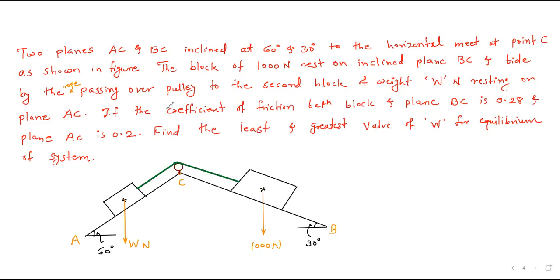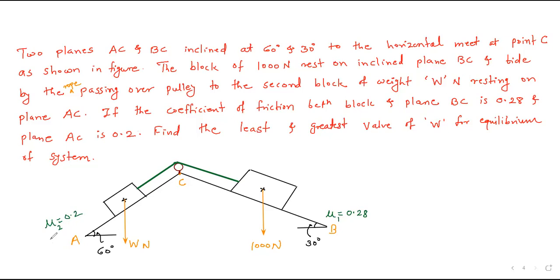Then what they have told us, if the coefficient of friction between block and plane BC is 0.28. So here the value of mu is 0.28, they have given in the problem. And for plane AC is 0.2. So here the value of mu is 0.2. So you can call this as 1, this as 2, mu1 and mu2.